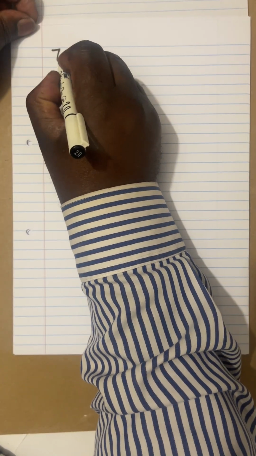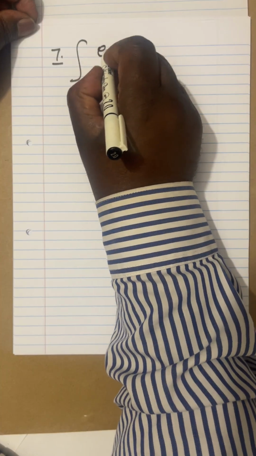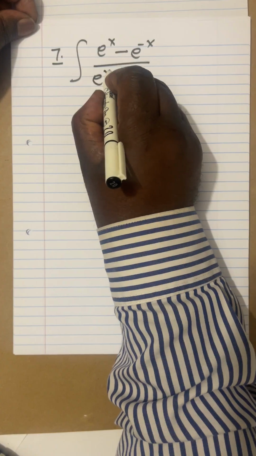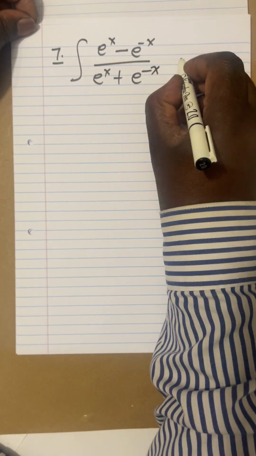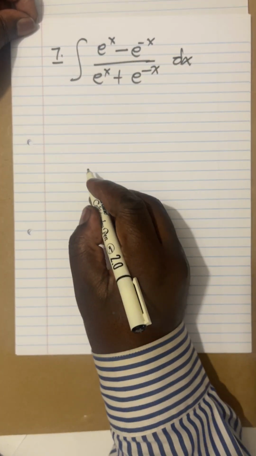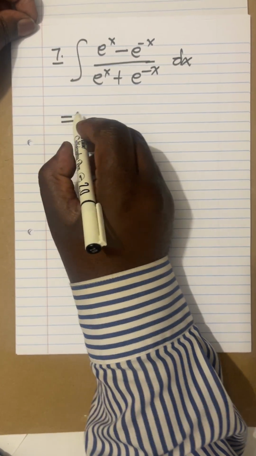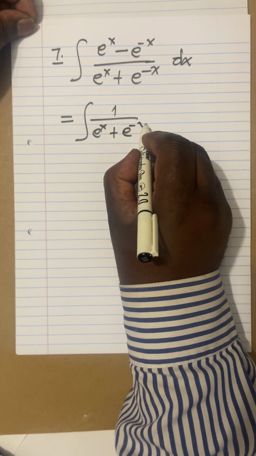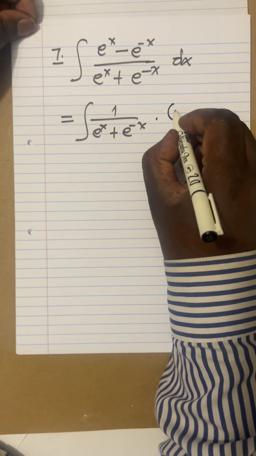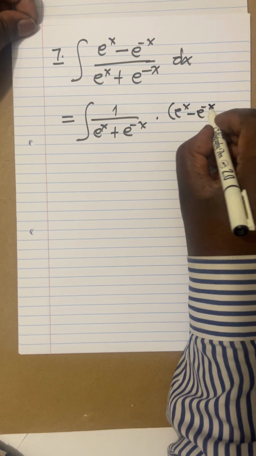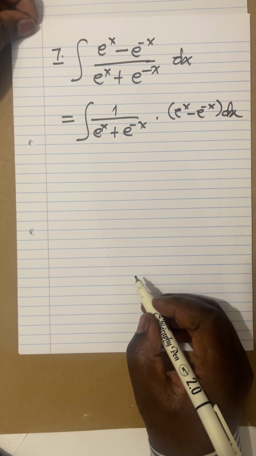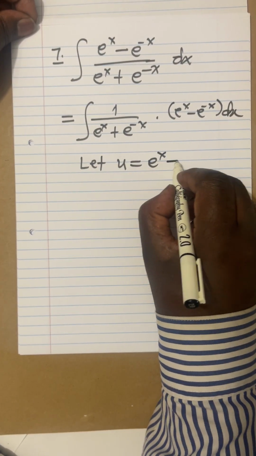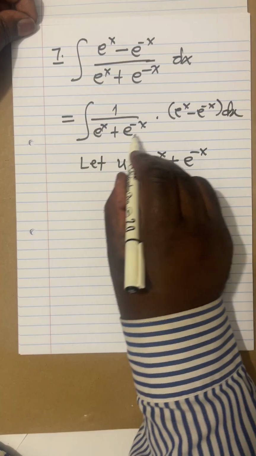Let me capture the integral as it is. The integral of e to the x minus e to the minus x all over e to the x plus e to the minus x dx. Now I'm going to rewrite this integral as 1 all over e to the x plus e to the minus x times, in brackets, e to the x minus e to the minus x dx. At this stage, I'm going to let u be equal to e to the x plus e to the minus x, this part here.